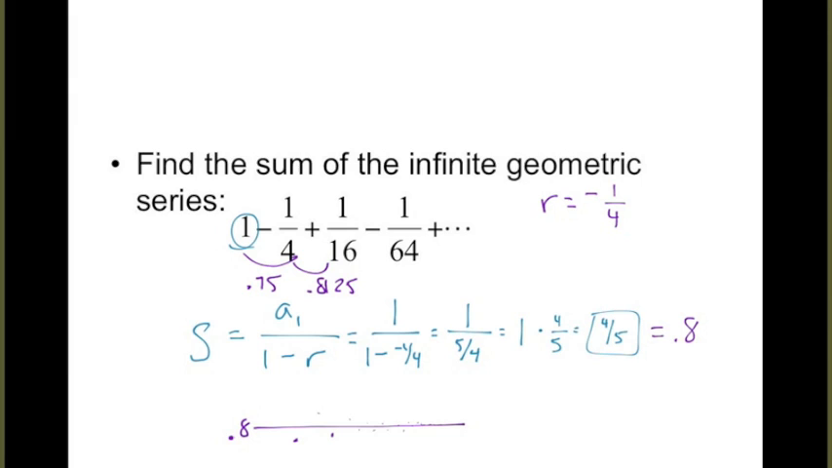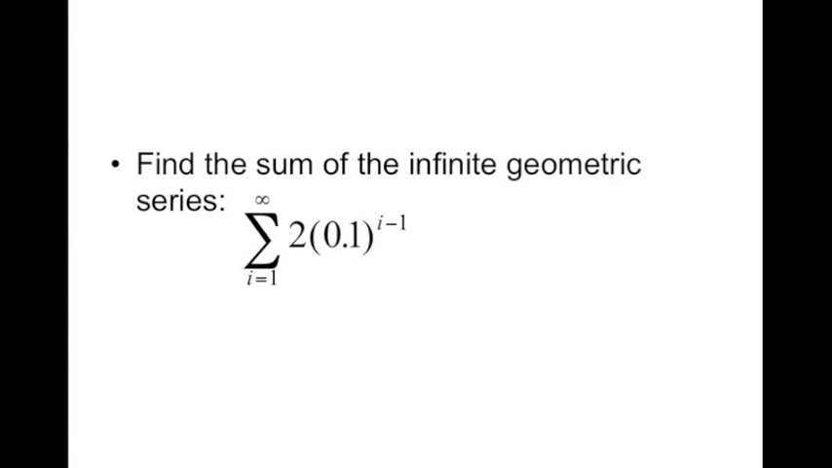Okay. So it's okay to have a positive ratio or a negative ratio as long as the value of the ratio is smaller than 1. Ignoring the negative or positive, as long as the absolute value of it is less than 1, we can apply this rule. Go ahead and try this one and the next one.